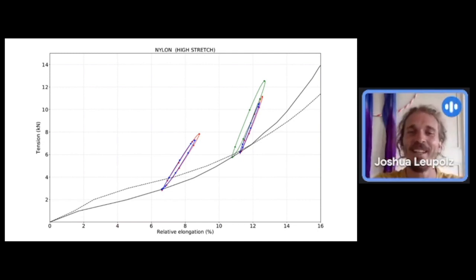And what you can see here, the curve is relatively flat, so it's like really stretchy webbing. So at 4 kilonewton, you have already like 9% stretch or so. The black line is what he measured himself, and the dotted line is what the manufacturer was stating, which is basically relatively small, similar, but not exactly the same.